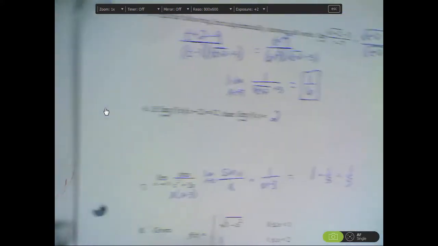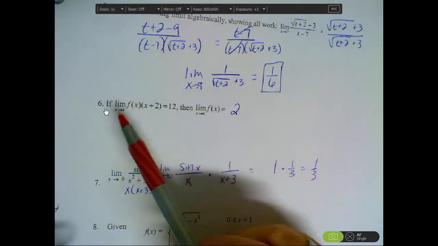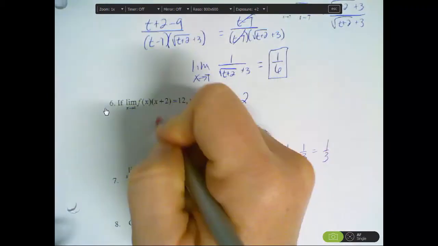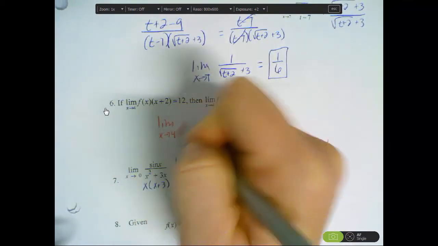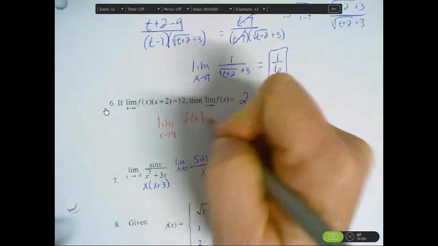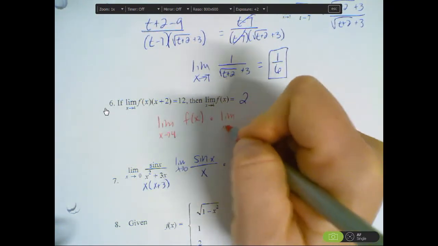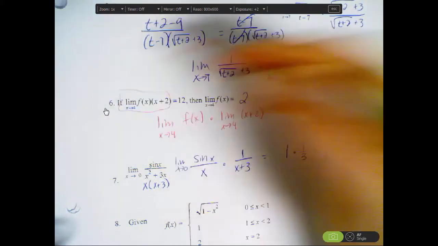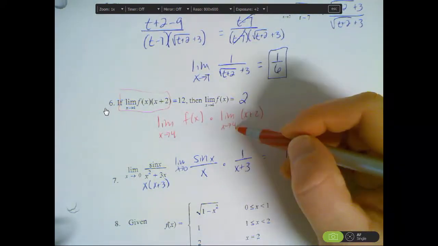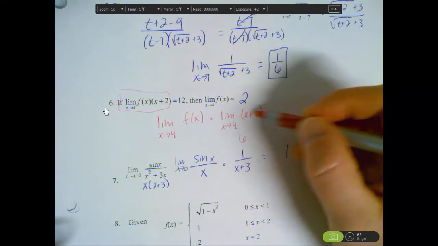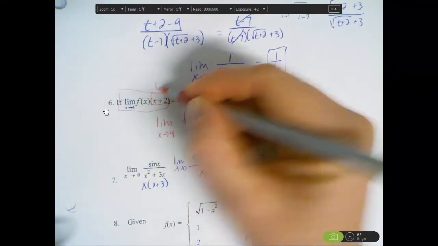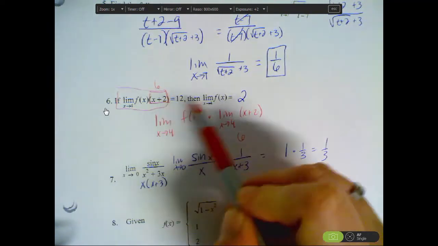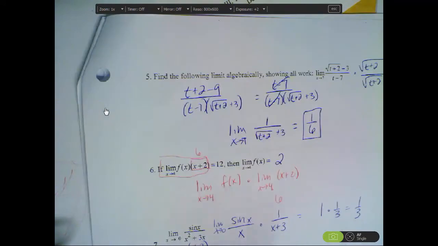This one gave some people some trouble, but if you think about it, when you plug in 4 for x, then you're saying the limit as x approaches 4 of f of x times x plus 2 equals 12. This is a limit law, and the limit law says the limit of the product is the product of the limits. So the limit as x approaches 4 of f of x is times the limit as x approaches 4 of x plus 2 equals this. Well, the limit as x approaches 4 of x plus 2 is 6. When you plug in 4, you get 6. So this part right here is 6. Since the product has to equal 12, then this part must equal 2. So therefore, the limit as x approaches 4 of f of x must be 2.